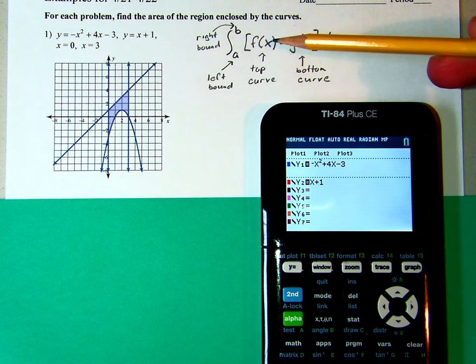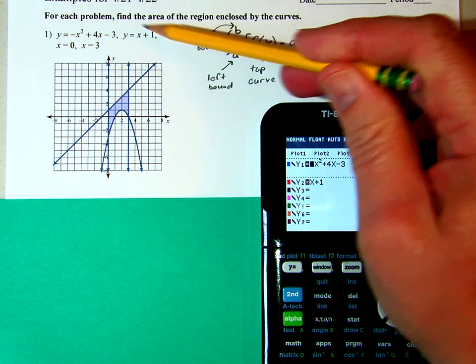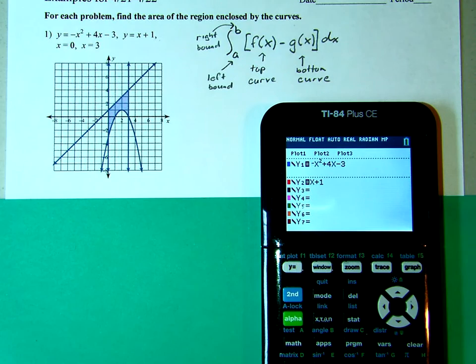F of x represents the top curve, g of x represents the bottom curve. So for this particular problem, the linear is the top and the parabola is the bottom. So we want to make sure we correctly identify that because the order of subtraction matters.